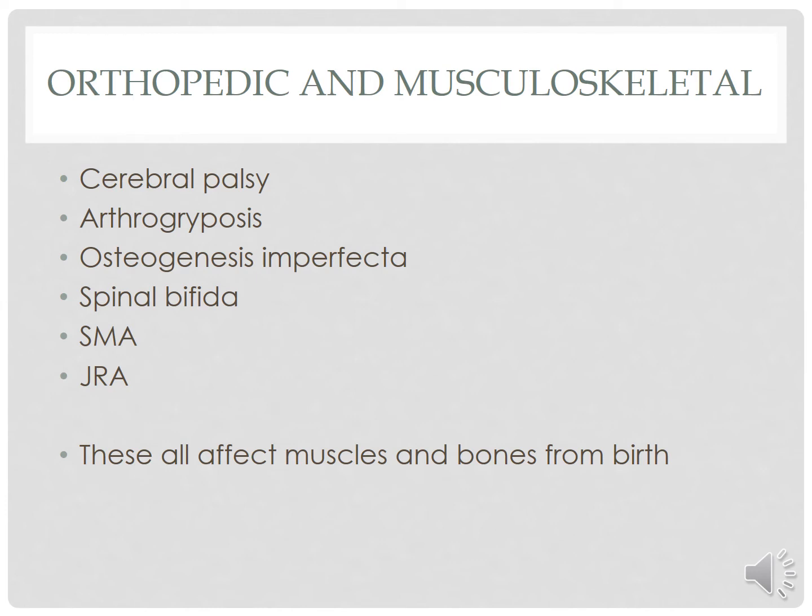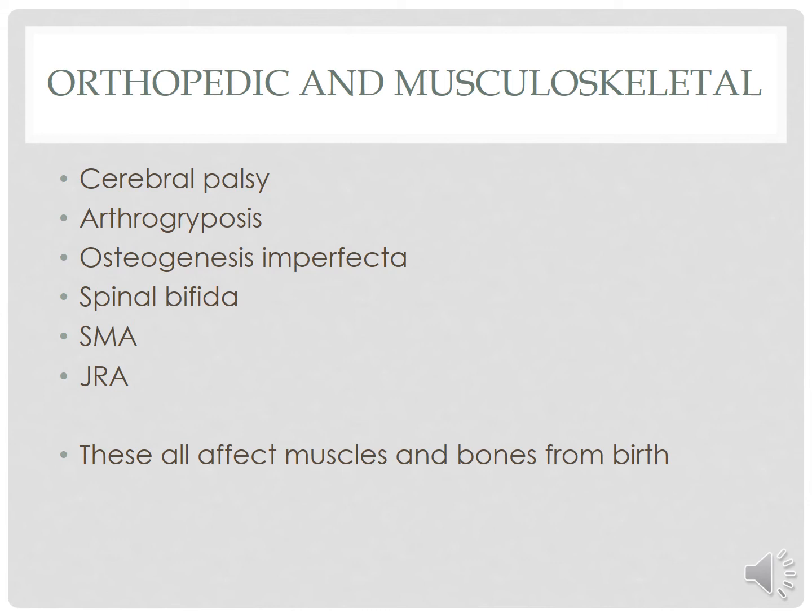Some of the orthopedic and musculoskeletal disorders that we see in preschool are, again, similar to the ones we saw in early intervention. Arthrogryposis, CP, osteogenesis imperfecta is when the bones aren't formed correctly. If you get your medical terminology out and you look at that, it's osteo, which is bone, genesis, which is formed, and imperfecta, which is not okay. So the bones don't form correctly and they tend to break a lot. They have a lot of fractures.